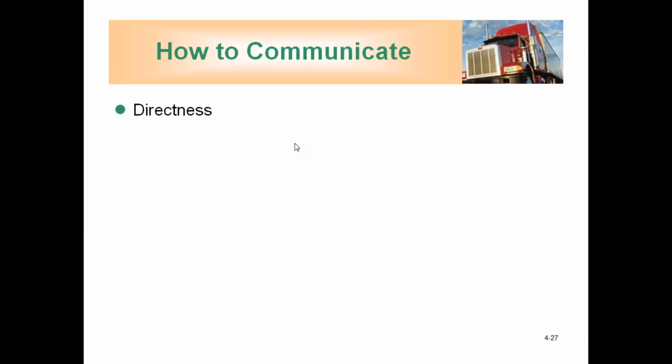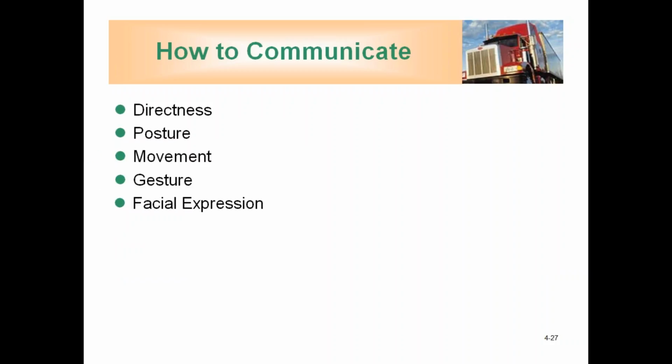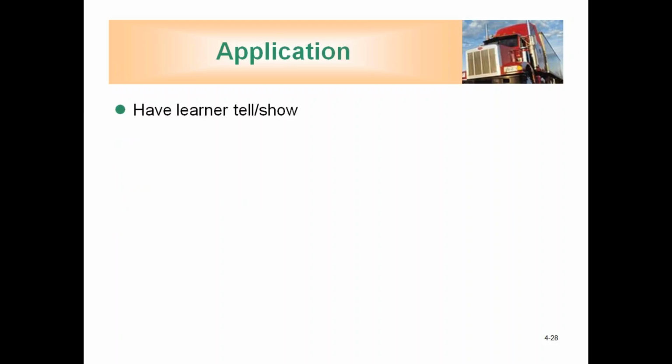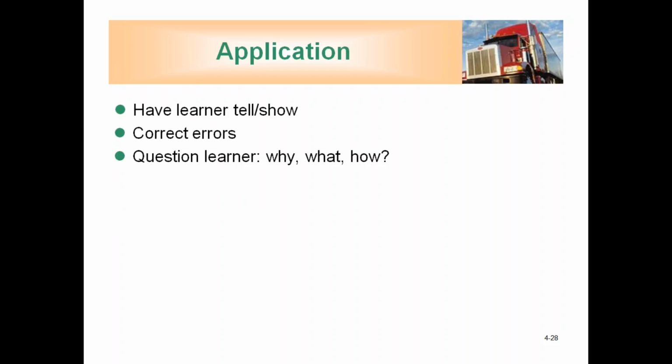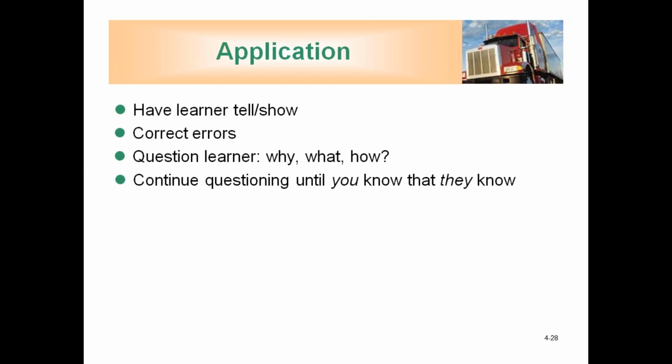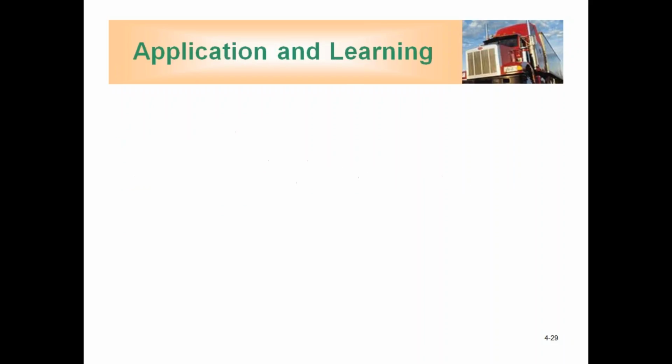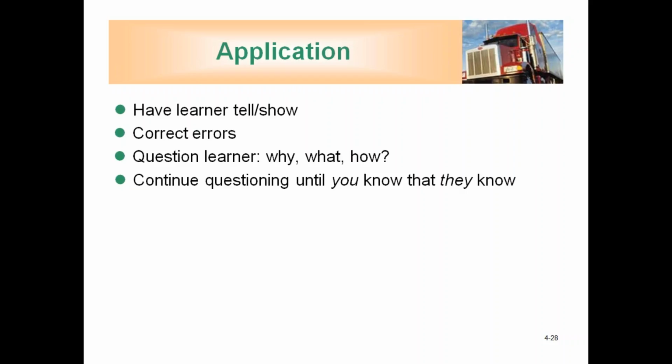Then how to communicate. Either you can use the direct method, or you can use the postures, movement, gesture, facial expression, your voice. Now, we have done with the two parts. One is the preparation, one is the presentation, how to present the idea. The next one is the application. Application means how to do it the practical way, we can say. So the learner tells or shows. Then correct the errors, whatever the errors, and question learners why, what, how. Continue questioning until you know that they get everything. This is the application.